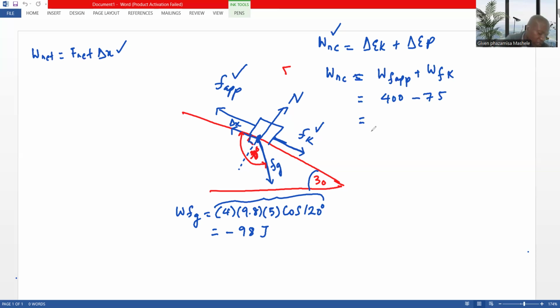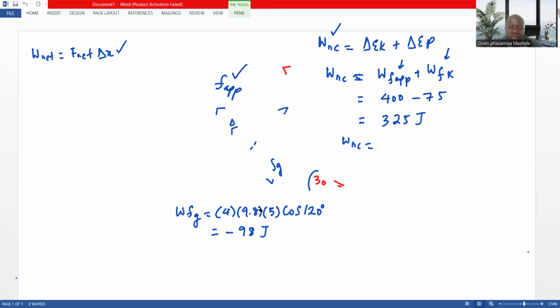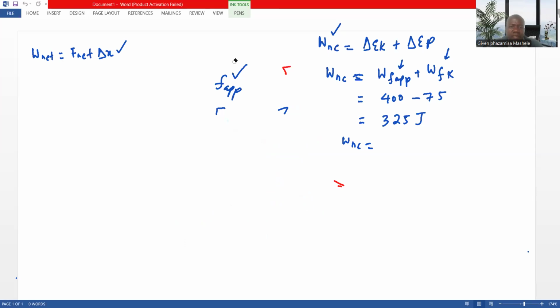So now we say 400 minus 75. It means the work done by the non-conservative force is 375 joules. You see that the applied force increases the work done, and the frictional force decreases the work done. Let me erase this because I want us to do something here. It's very important to know which forces are non-conservative. It's not about cramming, passing and forgetting. You need to understand what you're doing, then it will be easier for you to answer questions in the exam.